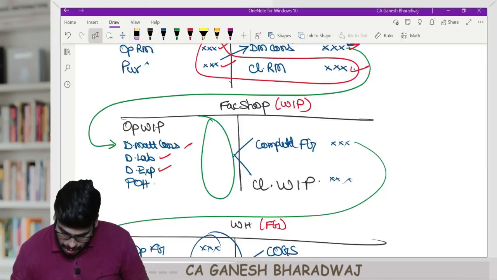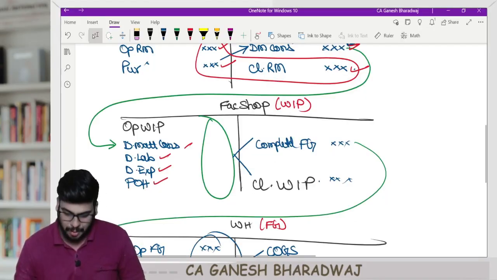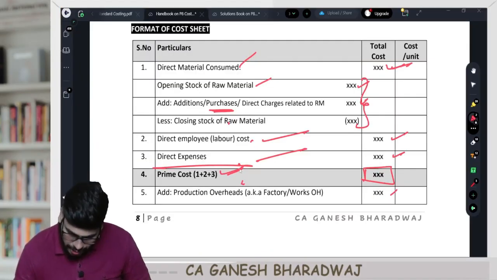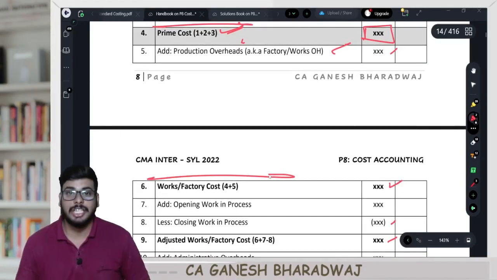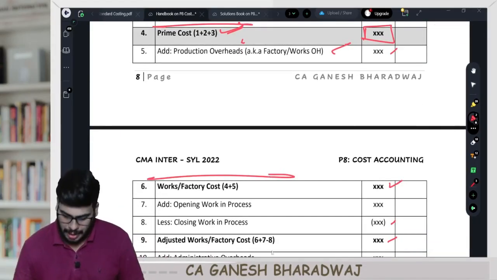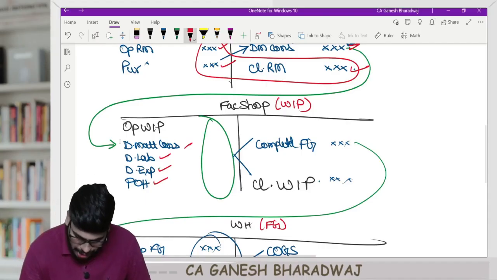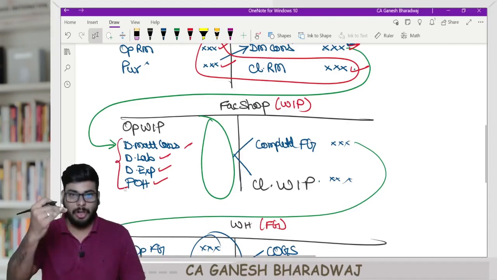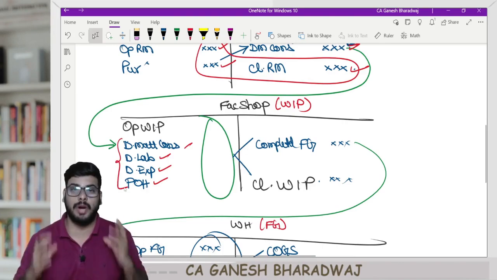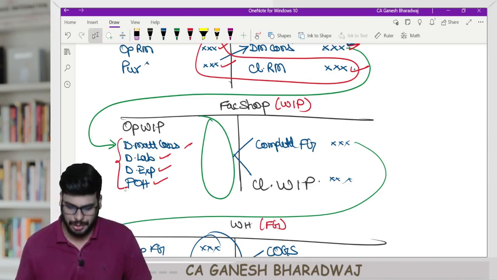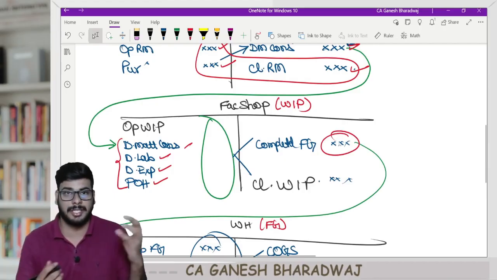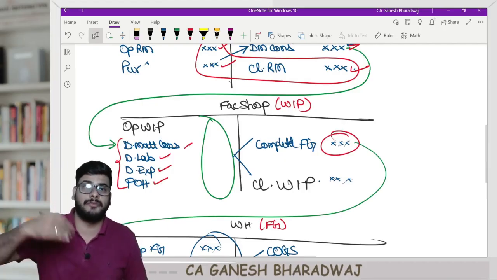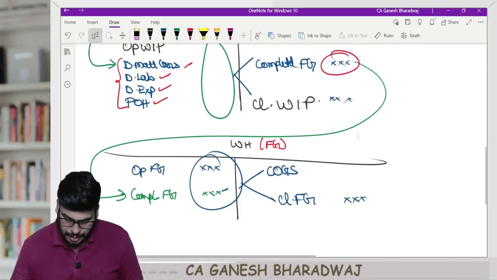Clear with this? Now one more cost is there. To this prime cost, add your POH. Now this is called the total factory cost or works cost. Are you clear with this? So the sum total of all these four is called works cost or factory cost. So now I need to arrive at this figure, completed FG, that is the cost incurred in respect of units completed. Are you clear with this?